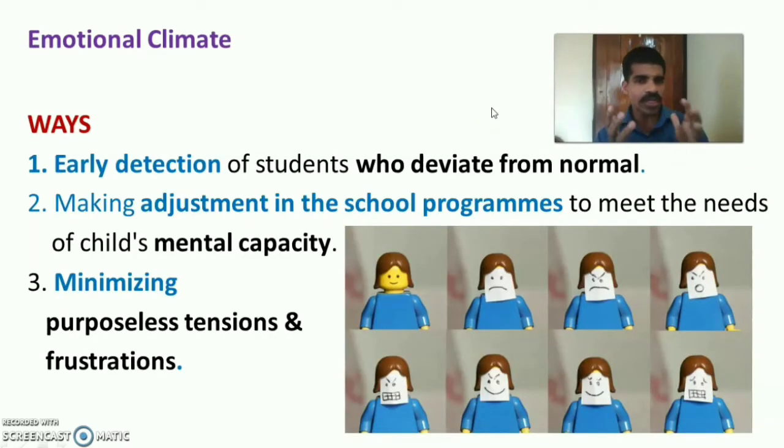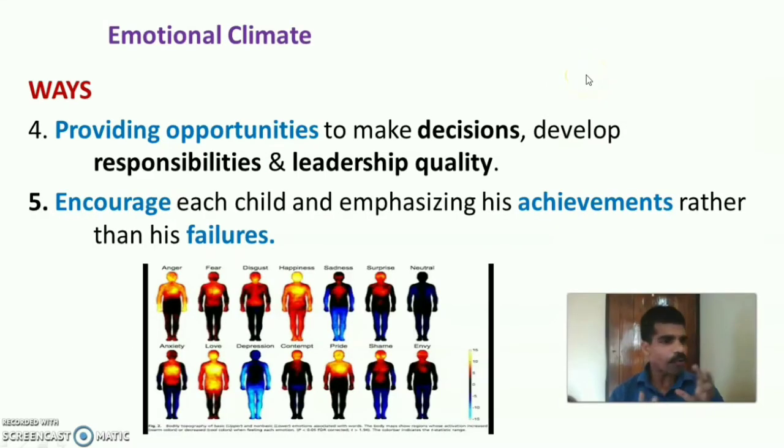The first way for the emotional climate is early detection of students who deviate from the normal. Then making adjustment in the school programs or school activities to meet the needs of the child's mental capacity. Then minimizing the purposeless tensions and frustrations among the students or school children. The fourth way is providing opportunity to the children to make decisions and develop responsibilities and leadership quality. Then fifth way is to encourage each child, emphasizing his achievements rather than his failures.